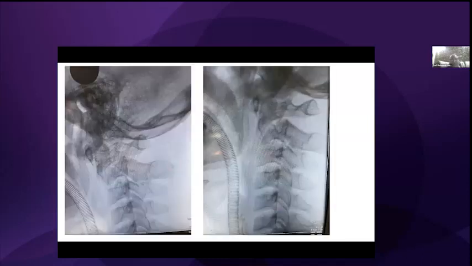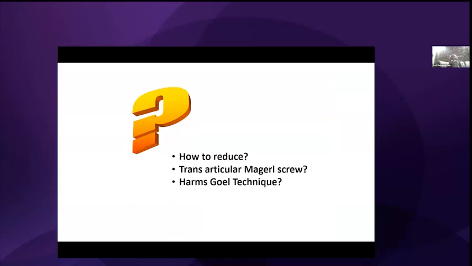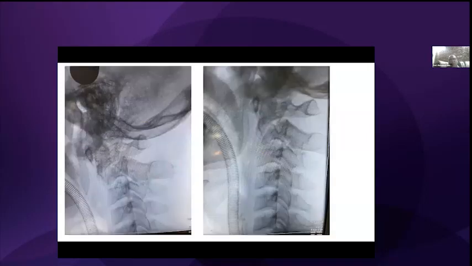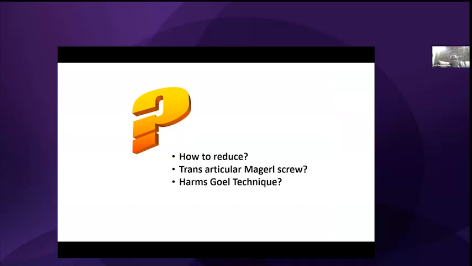This is an intraoperative photo after removal of the anterior screw, and we applied tong traction as well, but we can see that the fracture is not reduced, even with reaching the maximum traction. So we decided to flip the patient to do direct reduction. And we have two options, either to do a transarticular Magerl screw or the Harms and Goel technique. Next.